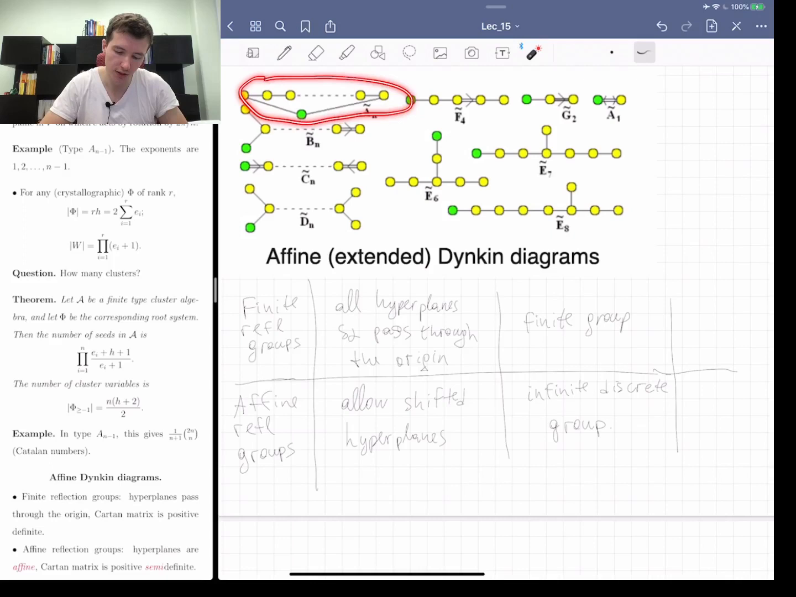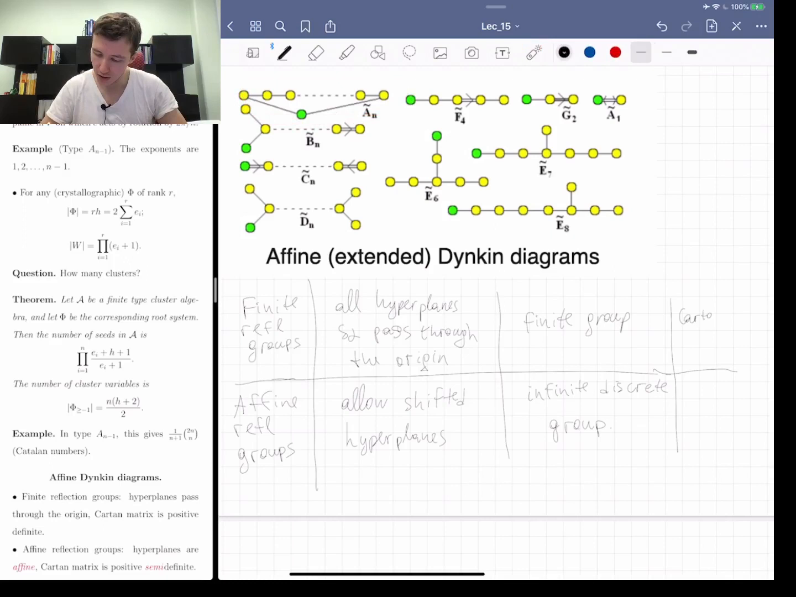And here, if you remember, the Cartan matrix was positive definite, and here it's going to be positive semi-definite. And it keeps going. Like, there is a finite dimensional Lie algebra, here there is an infinite dimensional but kind of nice affine Lie algebra, and etc. But I just want to show you the pictures.